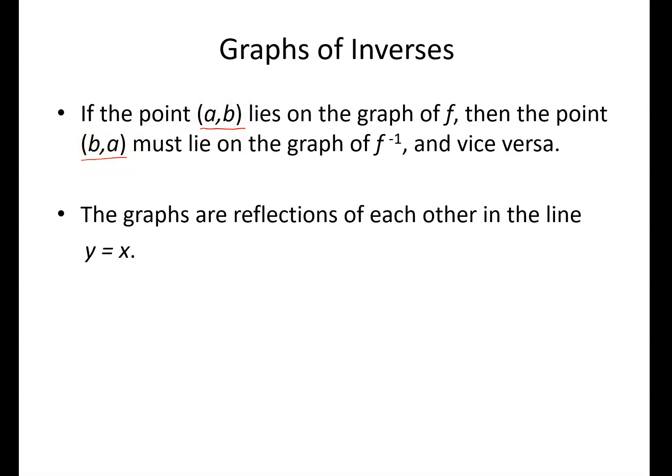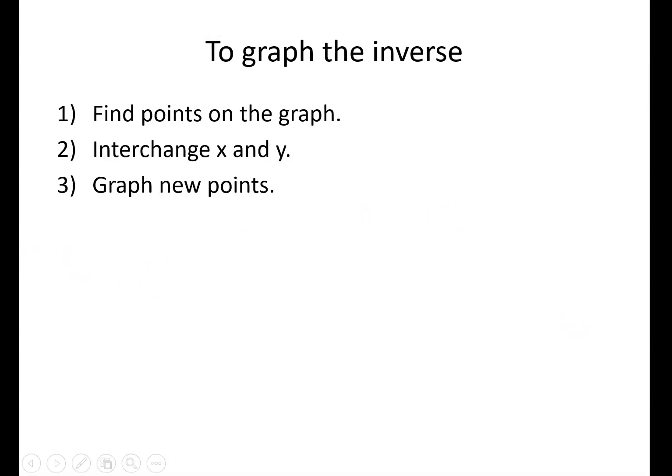And then look at the next sentence. The graphs are reflections of each other in the line y equals x. And that's just kind of an interesting fact, and you can use that to check that you have graphed your inverse correctly. So to graph the inverse, you're going to find points on the graph that's given. There will be one given graph. You will pick out some points on that graph and write the ordered pairs. Then second, interchange x and y for each ordered pair, graph the new points, and then you'll have the inverse graph. Let's try it.